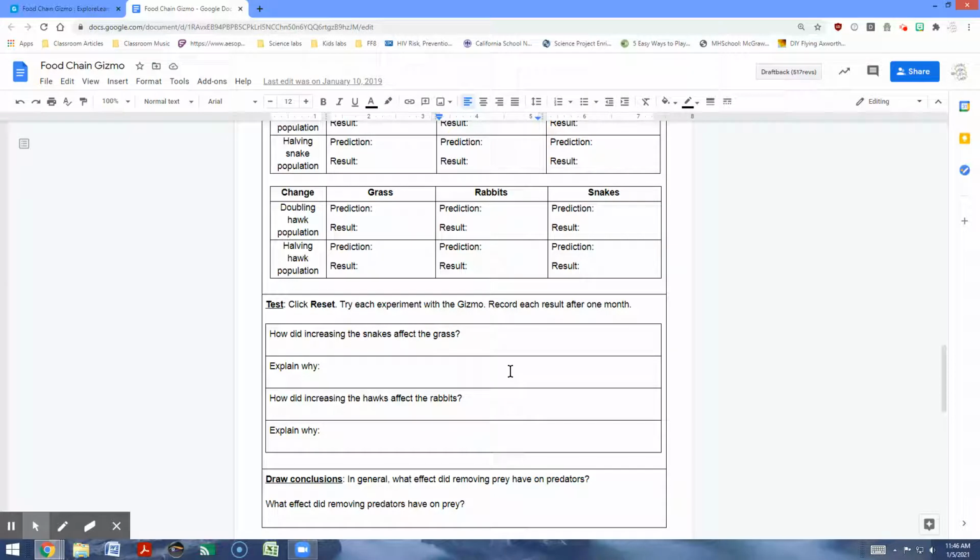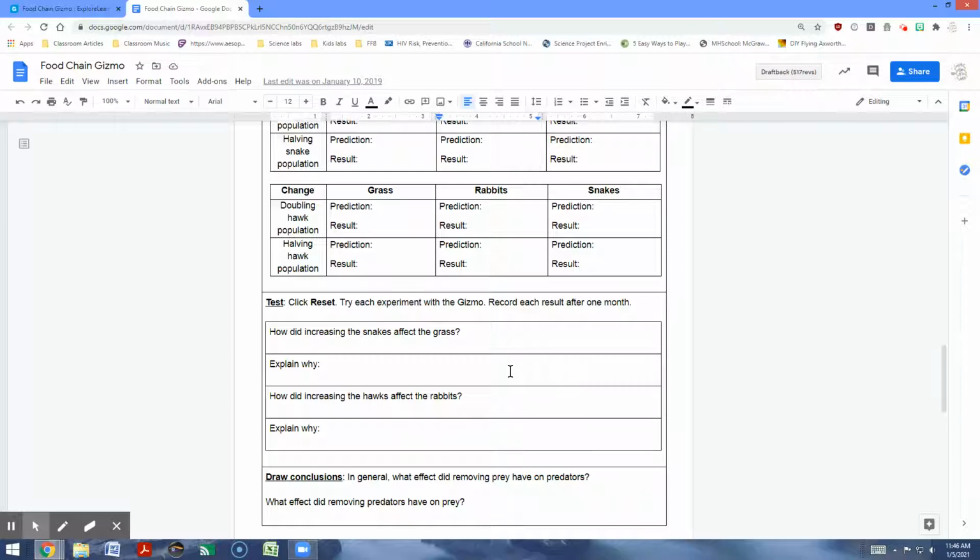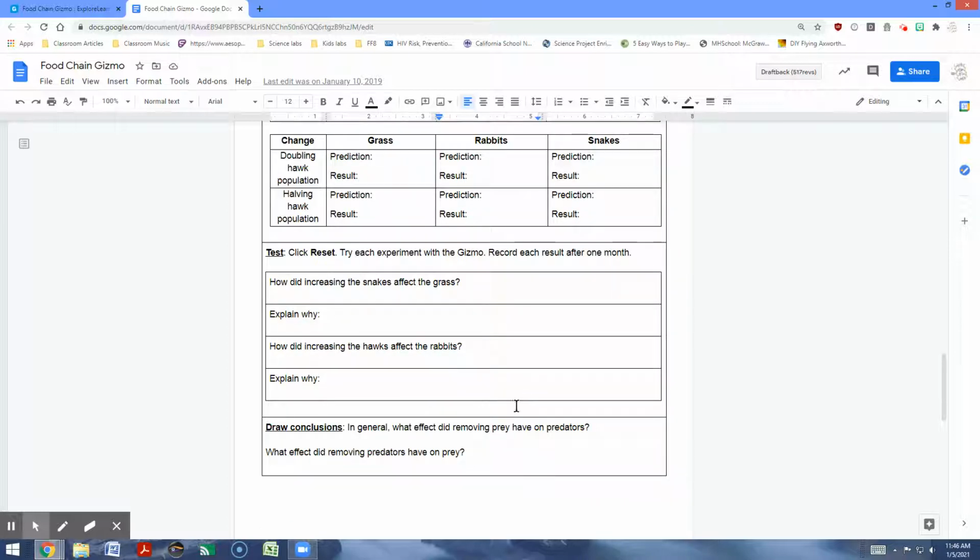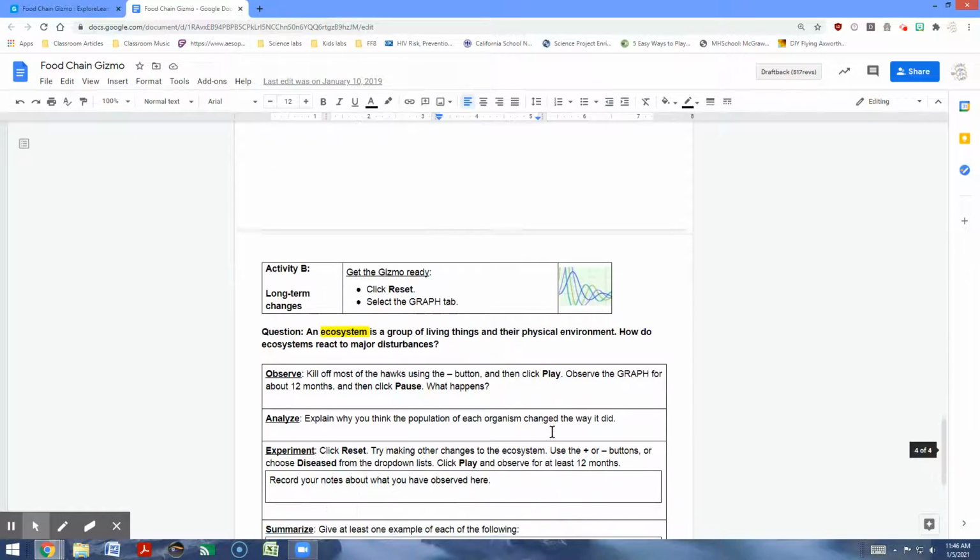You have some questions here to answer. How did increasing snakes affect grass? Why did that happen? How did increasing hawks affect the rabbits? Why did that happen? And your conclusion, what effect did removing predators have on prey? Okay. How did removing prey affect the predators?